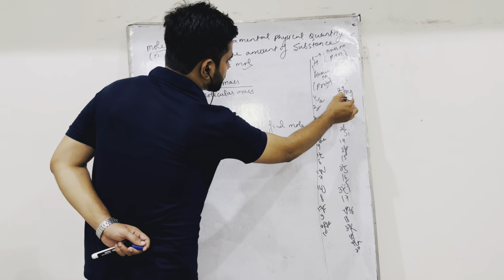Let me clear once again. Given mole is equal to given mass upon molecular mass. Given mass is 129 gram and molecular mass is 58. After dividing this, we will get the mole. Next formula we have to see.